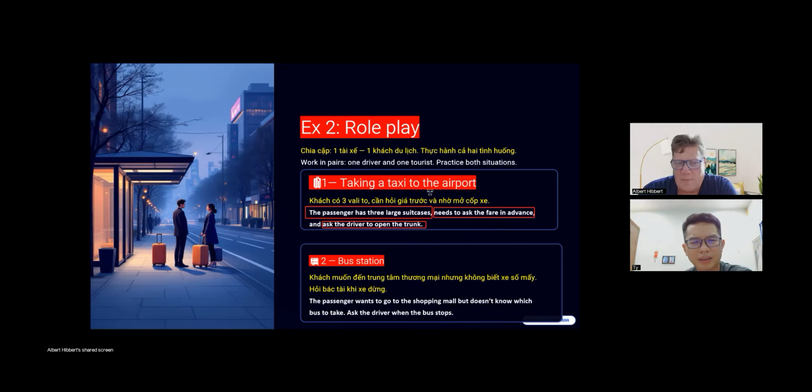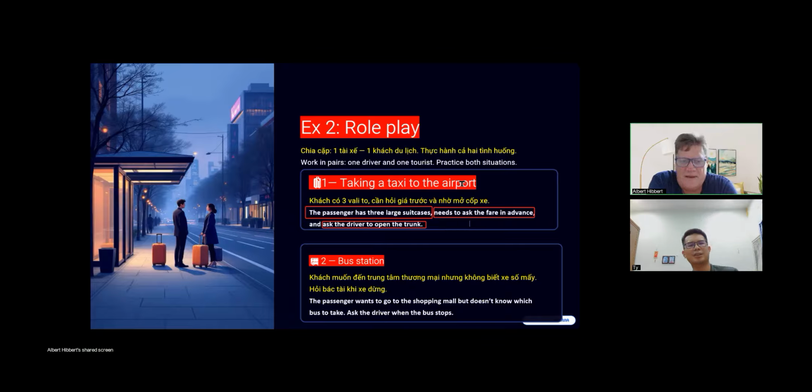All right, let's practice that one more time. You want to take a taxi to the airport. You are the passenger, I'm the driver. Hello, can you take me to the airport? Yes, I can. Yeah, I have 3 large suitcases. Can you open the trunk? Yes. Then I get out of the car, open the trunk for you. I put your suitcases into the trunk, right? Yeah. Get back into the car. How much is the fare? It is a flat rate of $50.